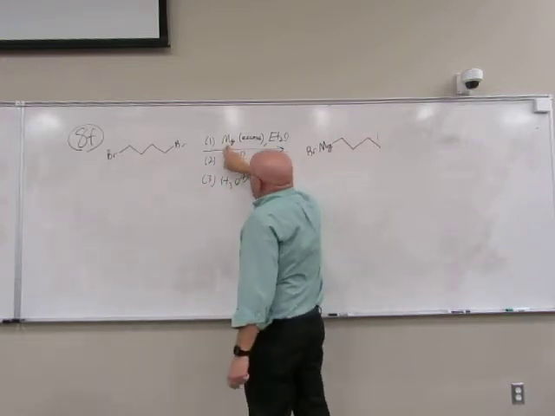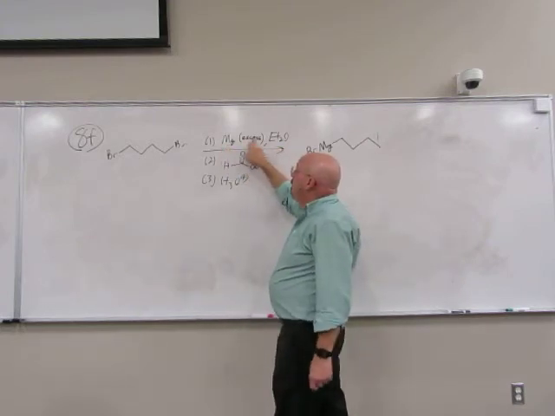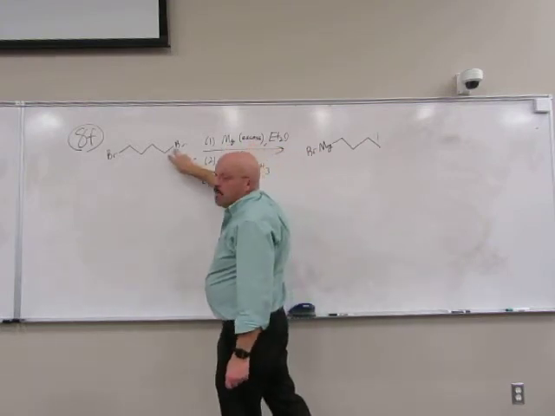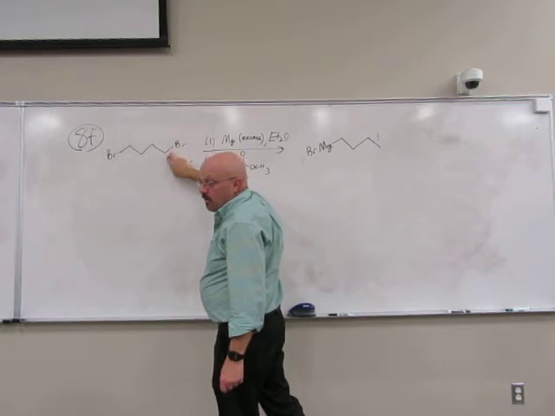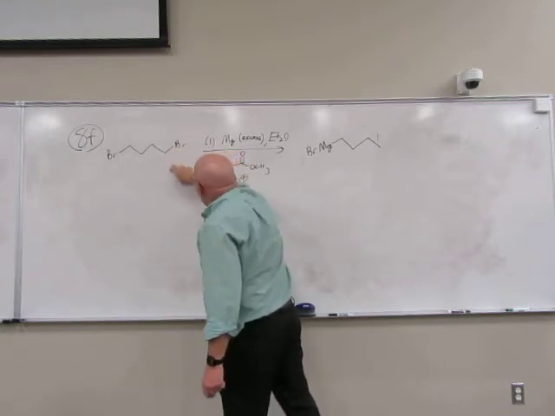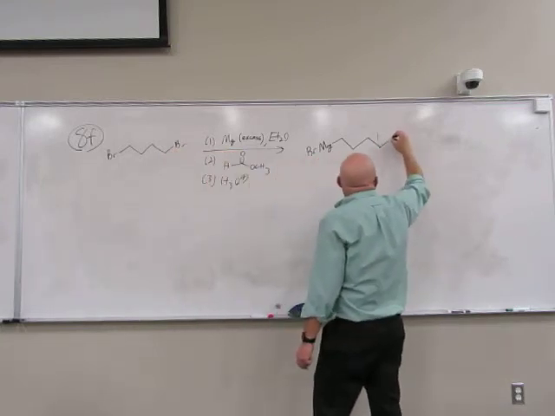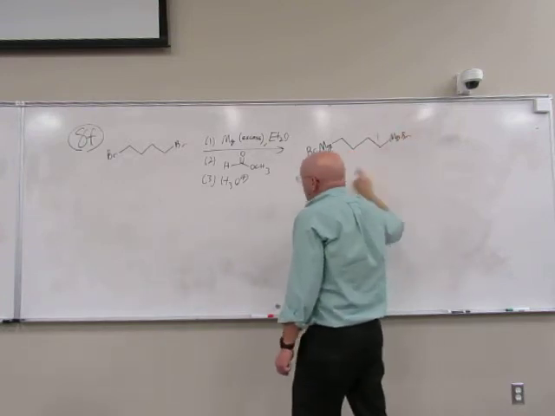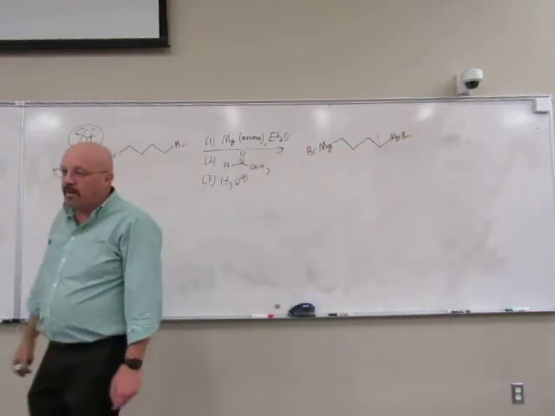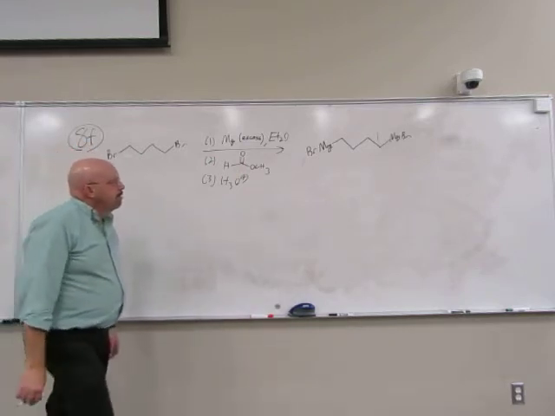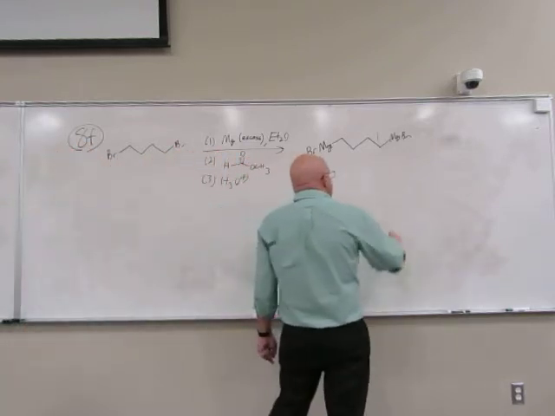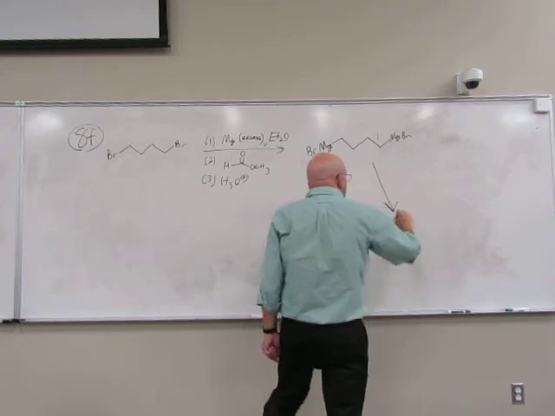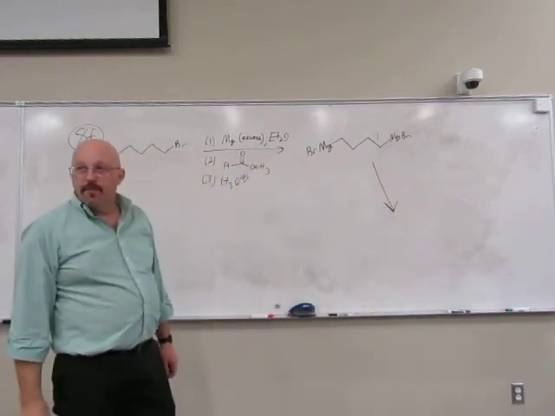But it says there's an excess of magnesium. So the same thing will happen with the other alkyl halide. This one also becomes a Grignard. So I have a di-Grignard. You've got a Grignard on both ends. Okay, so there's our product after the first step. Any questions on the first step?